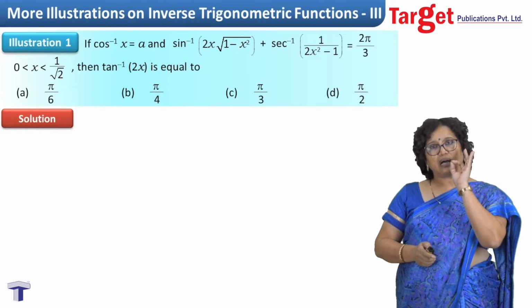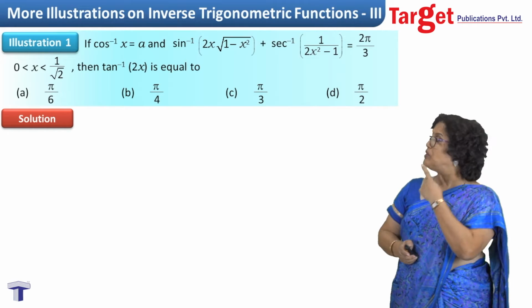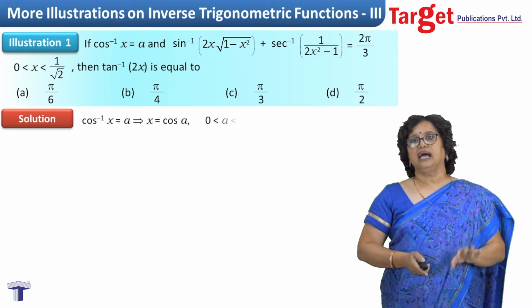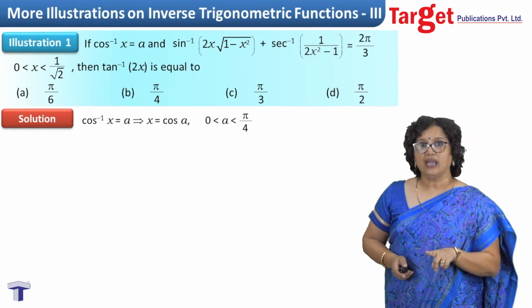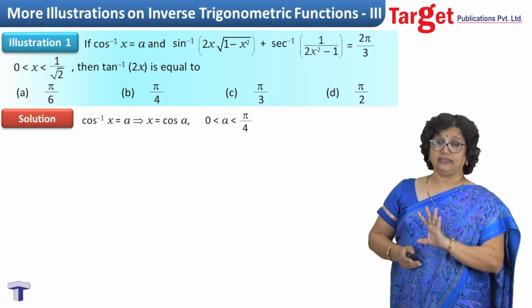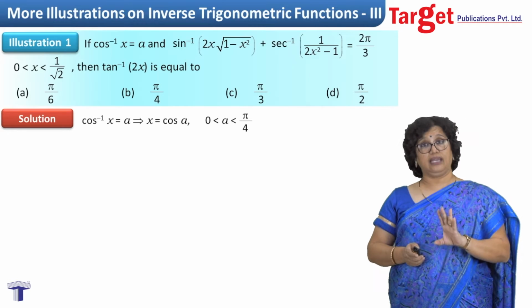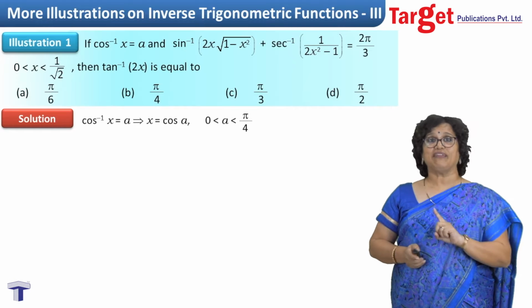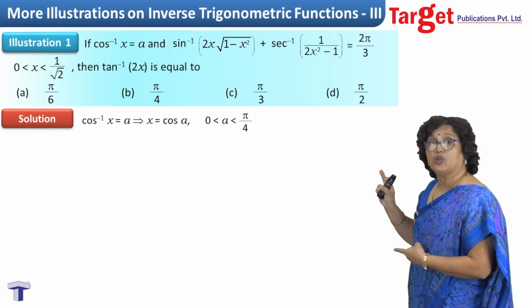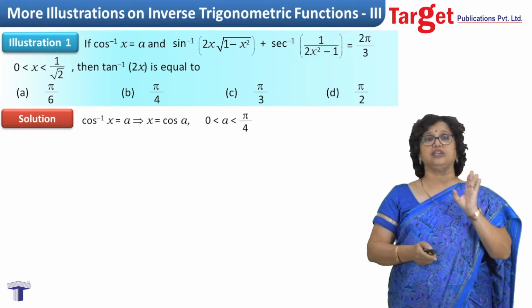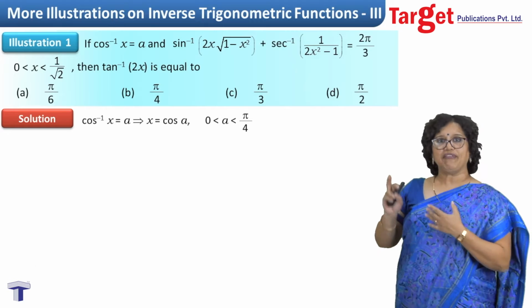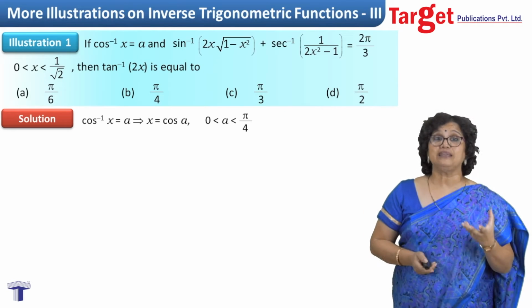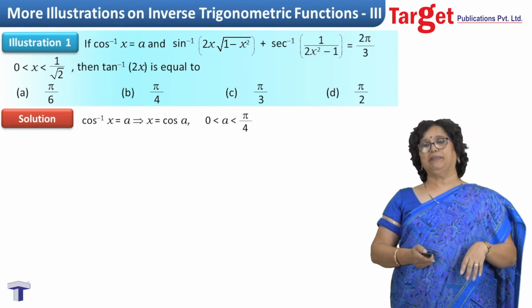My first attention is towards cos inverse x equal to a. And that cos inverse x equal to a, if I take cos on both sides, would lead to x equal to cos a. And since x is between 0 and 1 by root 2, that puts a condition on a, and a is between 0 and pi by 4. I hope everyone understands how I am writing that a lies between 0 and pi by 4.